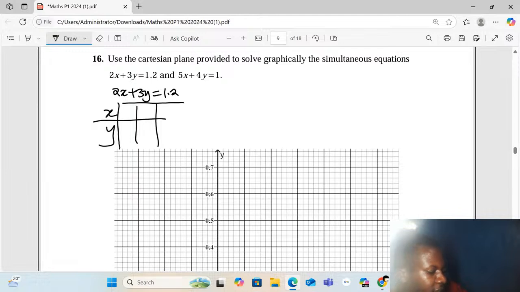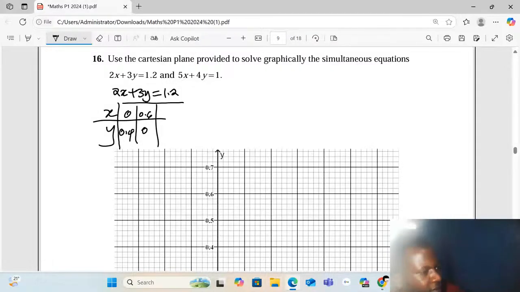So taking the value of x as 0, you replace x with 0. So now 3y will be equal to 1.2. Then you divide by 3 and by 3, so your y will be 0.4. That is 1.2 divided by 3. You get 0.4. Then you can take x as 0.6. Then 2 times 0.6 plus 3y equals 1.2. Here your value of y will be equal to 0.